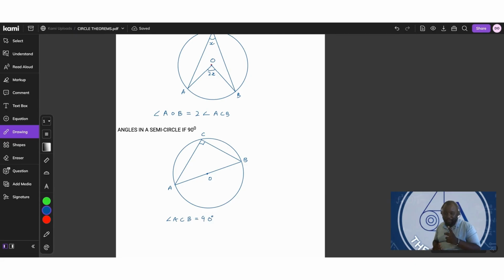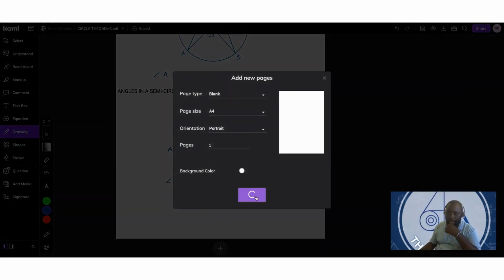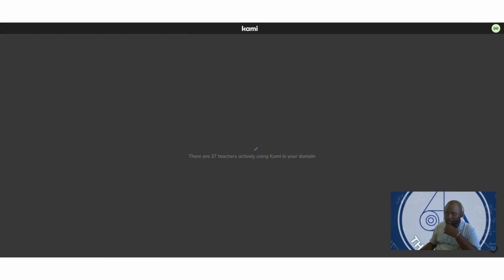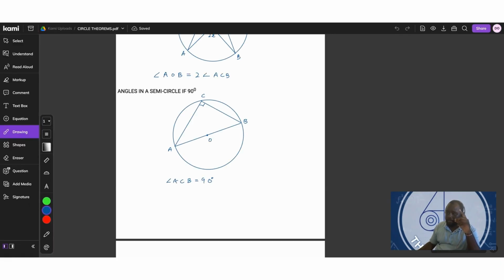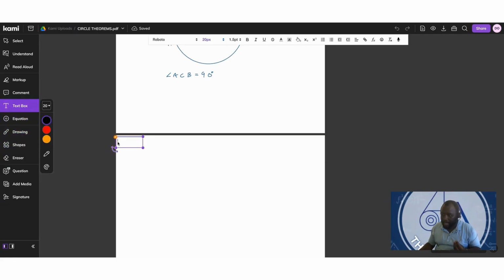So we have already looked at the first one: the angle at the center is twice the angle at the circumference. And the second one, angles in a semicircle is 90 degrees. So let's look at the third one. In the third one, we look at angles in the same segment. Angles in the same segment are equal. Normally we say angles subtended by the same arc are equal.